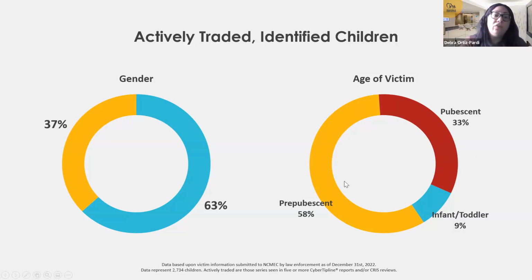We tend to think of older children sometimes when it comes to imagery, but we know that children of all different ages have been reported to us in terms of CSAM. The younger the child, the more egregious the images tend to be. But taking a look at it, 58% of the victims that were depicted in the images were likely prepubescent.